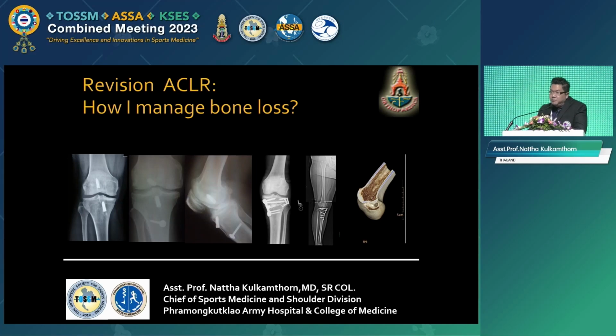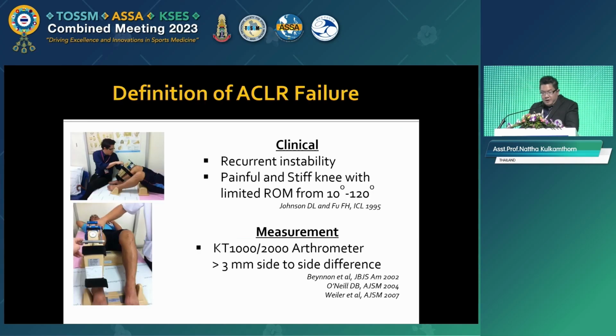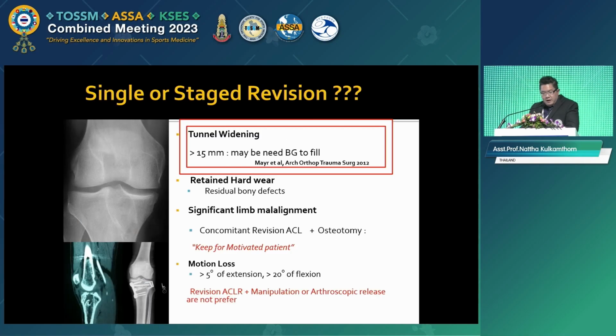For how I manage bone loss in revision ACL. Is there enough space for your anatomical channel? You have to see your patient first. If you have the metal like this, how do you put the new tunnel for revision? The definition of ACL failure is clinical and measurement. Usually the patient comes back with recurrent instability.